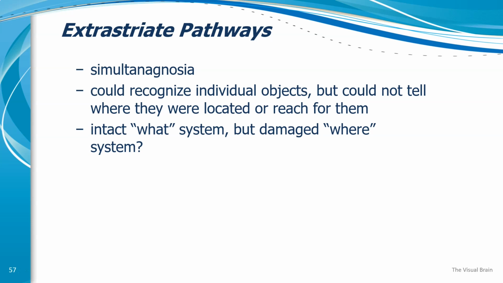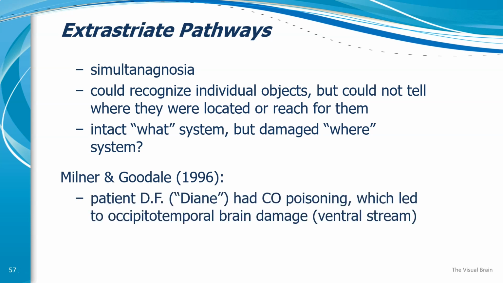What we're now hoping to find is the mirror image of Balint syndrome. And let's go to this study by Milner and Goodale, some Canadian content. They studied, as a case study, an individual known by her initials in the literature as DF. We know her name is Diane. We also know that Milner and Goodale refer to her as D. She experienced carbon monoxide poisoning, giving her occipitotemporal brain damage. So again, that kind of widespread damage to her brain.